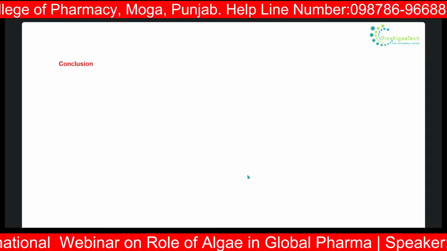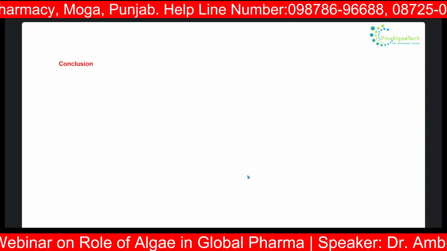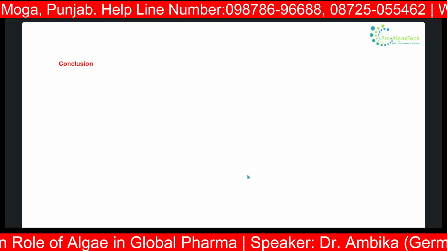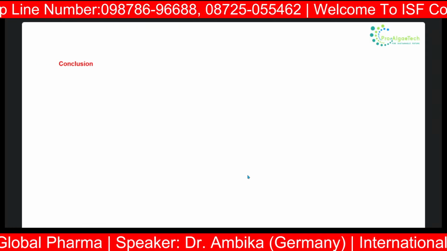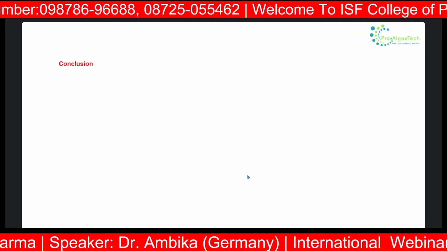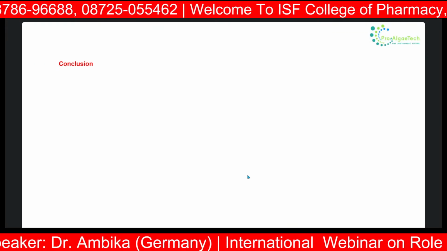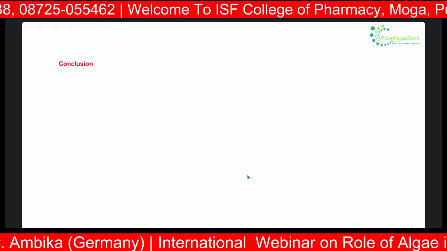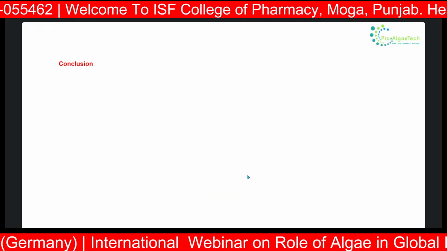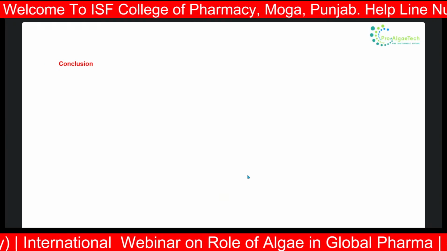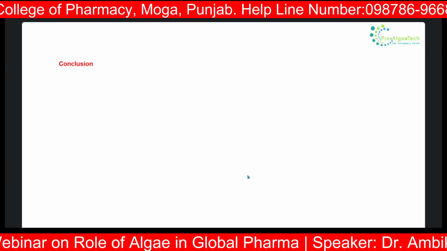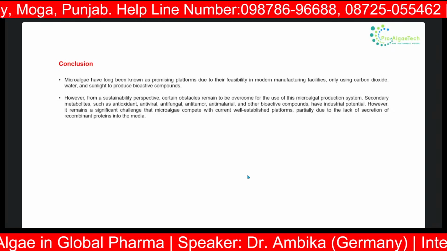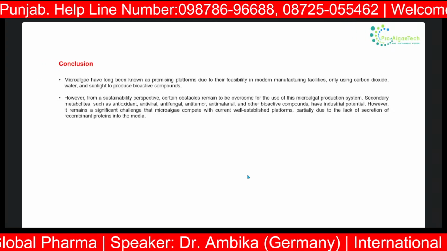So, conclusion. Microalgae have long been known as a promising platform due to their feasibility in modern manufacturing facilities, using only carbon dioxide, water, and sunlight to produce bioactive compounds. However, from the sustainability perspective, certain obstacles remain to be overcome for this microalgae production system. Secondly, metabolites such as antioxidant, antiviral, antifungal, anti-tumor, anti-malarial, and other bioactive compounds have industrial potential.